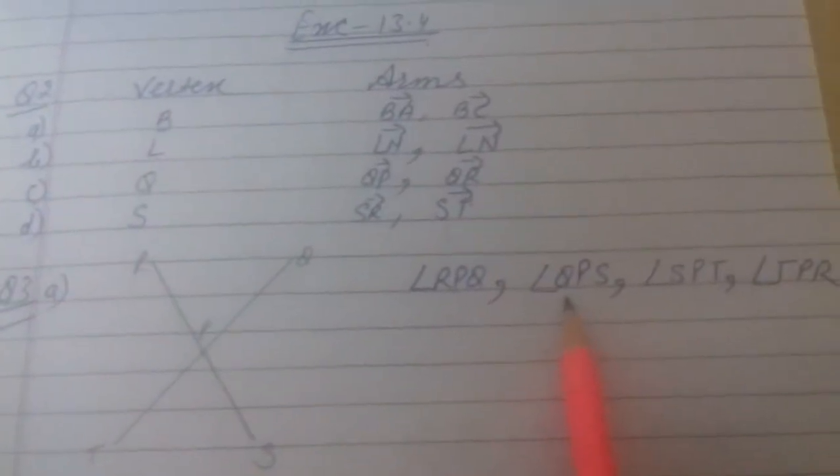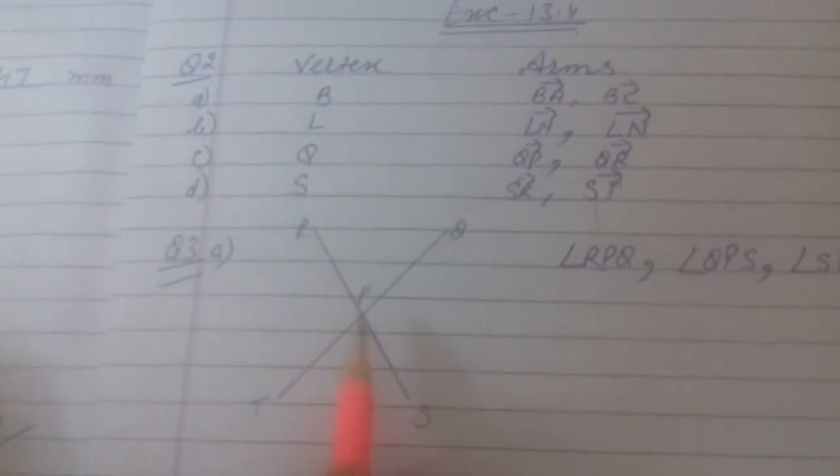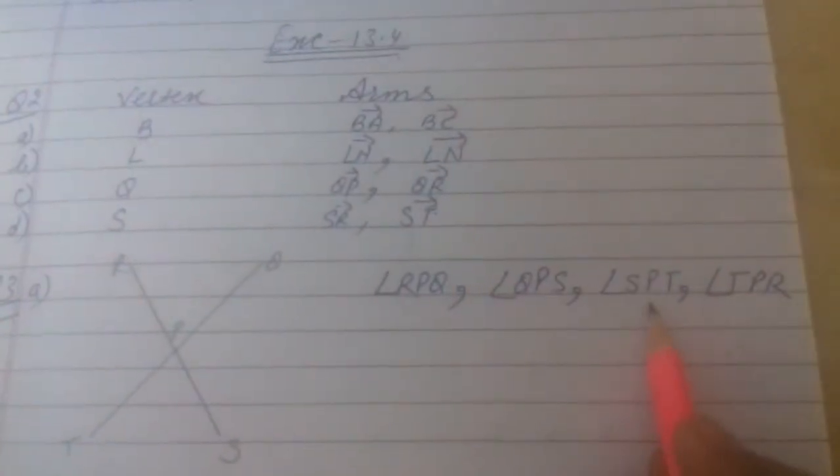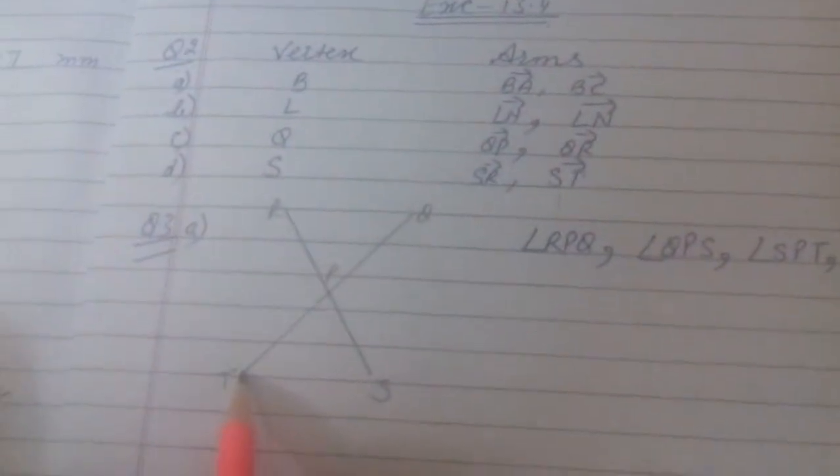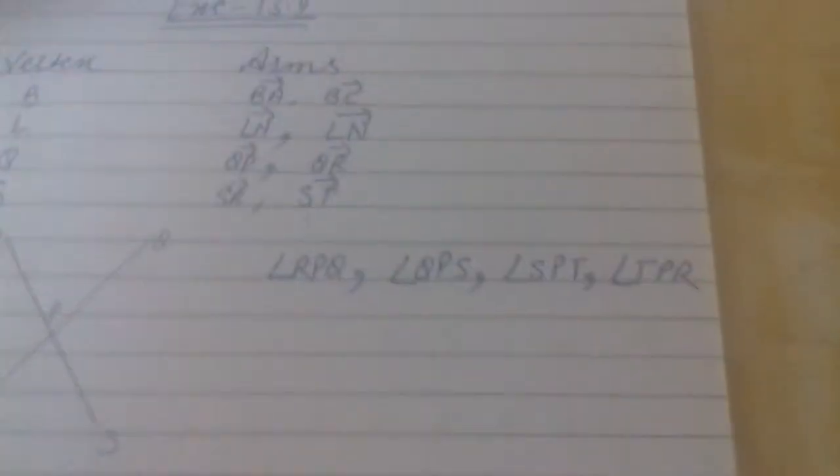QPS. Angle QPS. Then SPT. Next angle is SPT. Next angle TPR. So this way you have to name the angles.